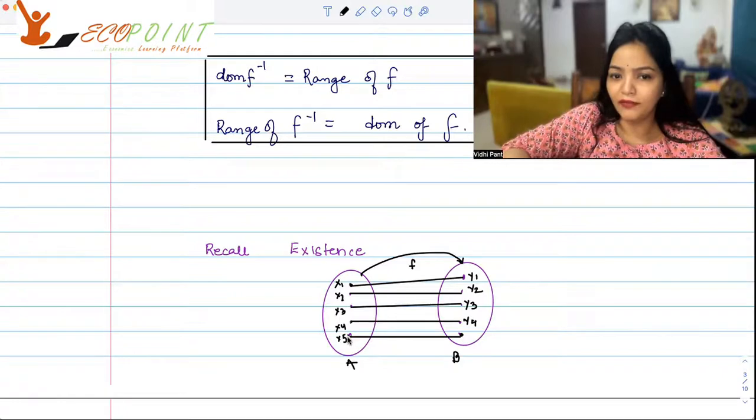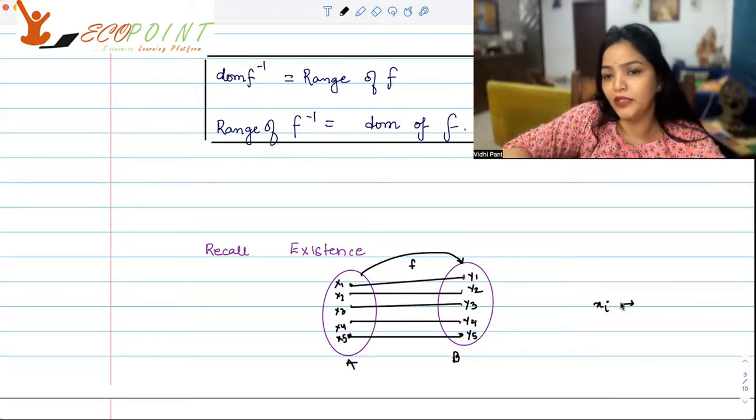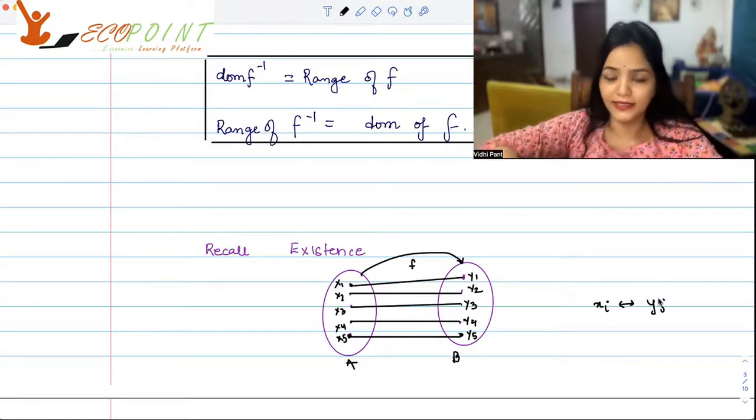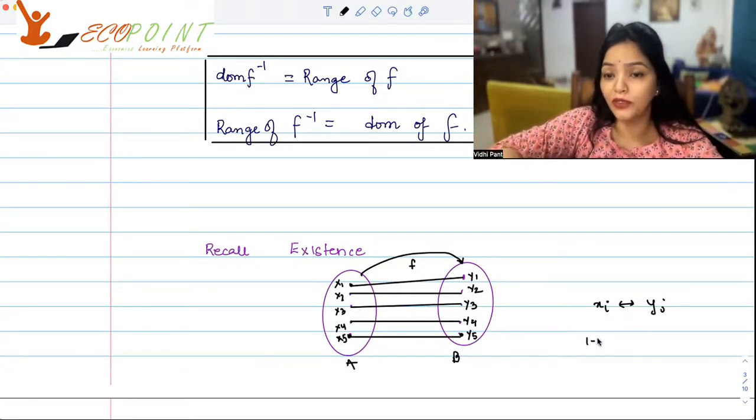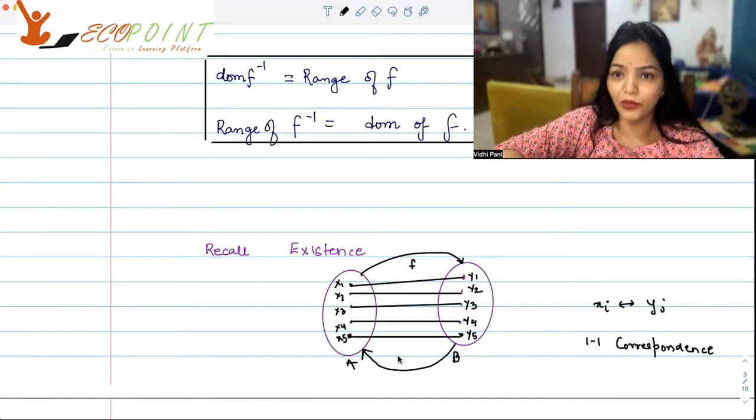Your domain cannot have idle elements. So of course, x1 to x5 all should have an image, and they should have a unique image. And if you have one particular xi mapping up to one particular yj only, which we call one-to-one correspondence, remember? If you have this one-to-one correspondence, in that scenario, you can talk about going from B to A.